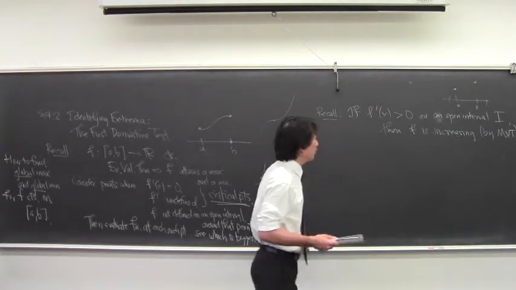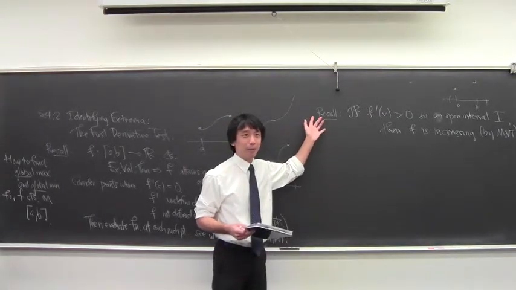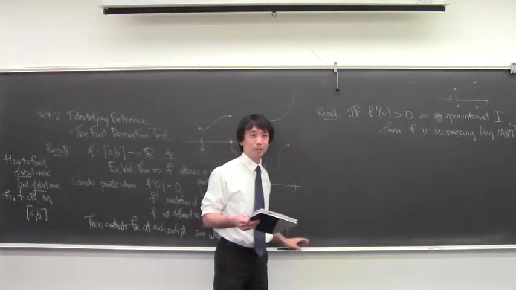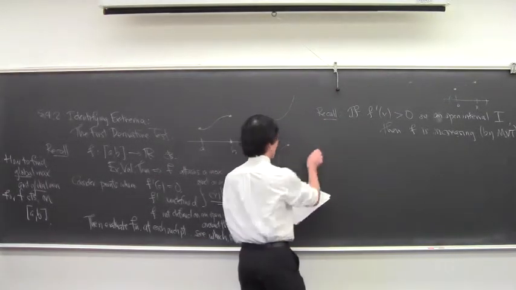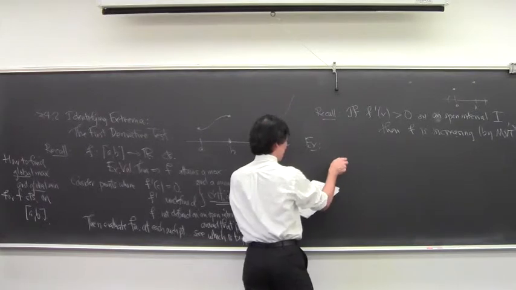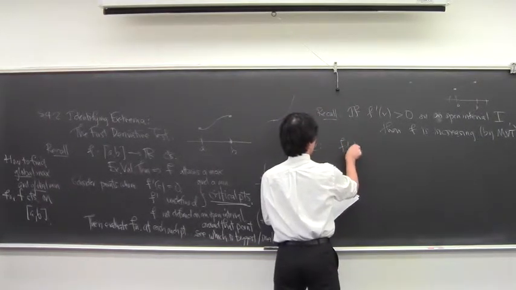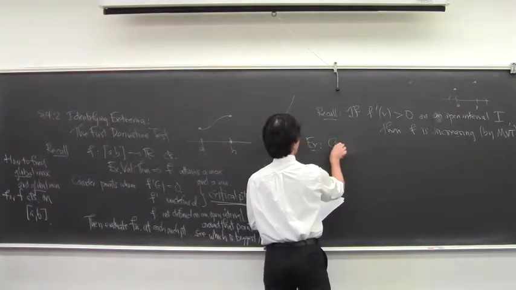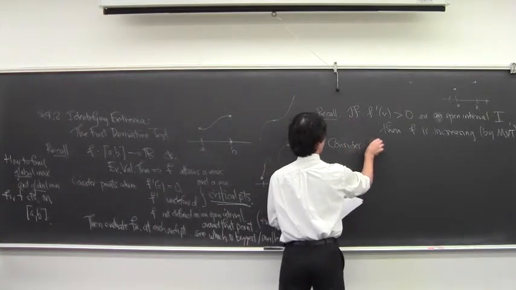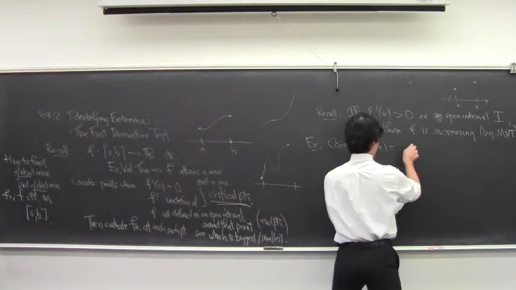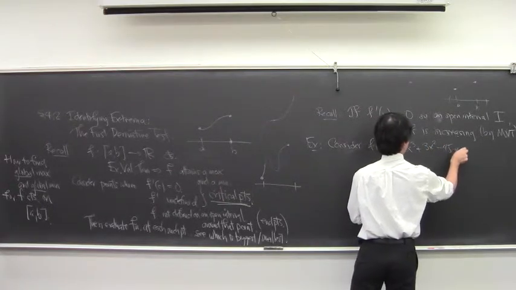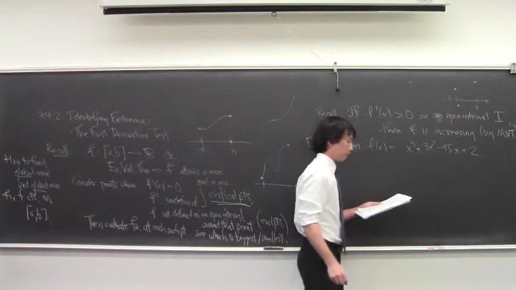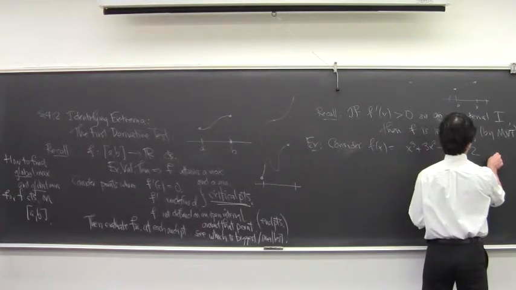Okay, and this is going to be how we get information about local maxes and mins. So let me show you an example. Consider the function x cubed plus 3x squared minus 45x plus 2 on all of R.